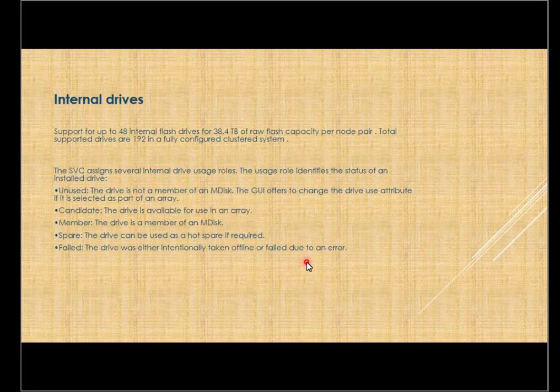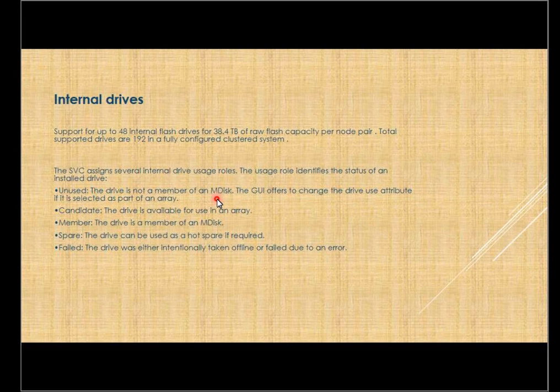Okay, so let us discuss internal drives. There are different states of internal drives. When you look at the SVC GUI, or check in the CLI, there are different states of internal drives that we have in an SVC or Storwize system, any system. One state is unused. When a drive is in unused state, the drive is not a member of an MDisk. You have not created an MDisk on top of the drives. It means in this case you have not created a RAID array, because these are internal drives, right? You have not created a RAID array, and in that case the drive is not a member of an MDisk.